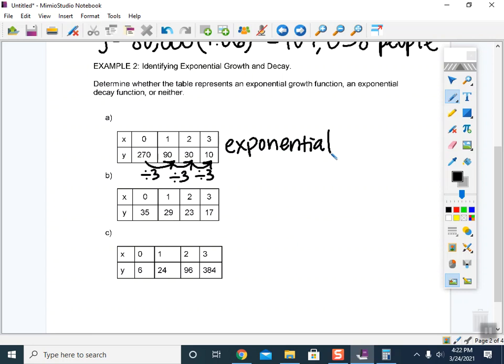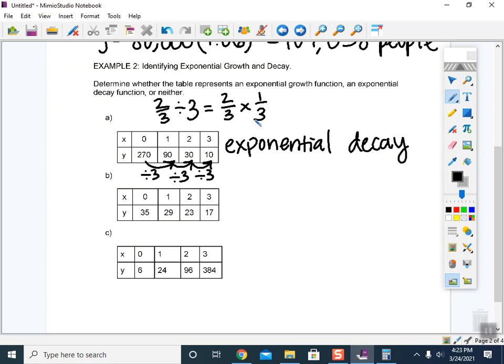My values are decreasing every time, so it's going to be exponential decay. And it's as simple as that. Maybe I'll write up here, if you need this, 2/3 divided by 3 is the same thing as 2/3 times 1/3.